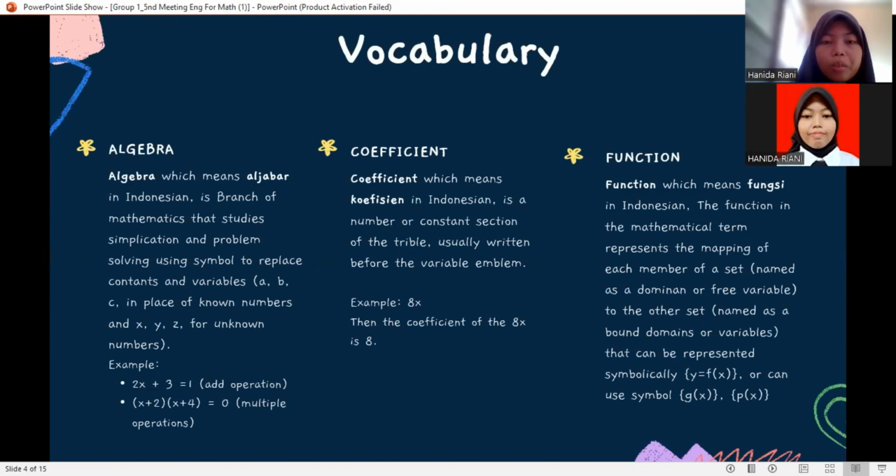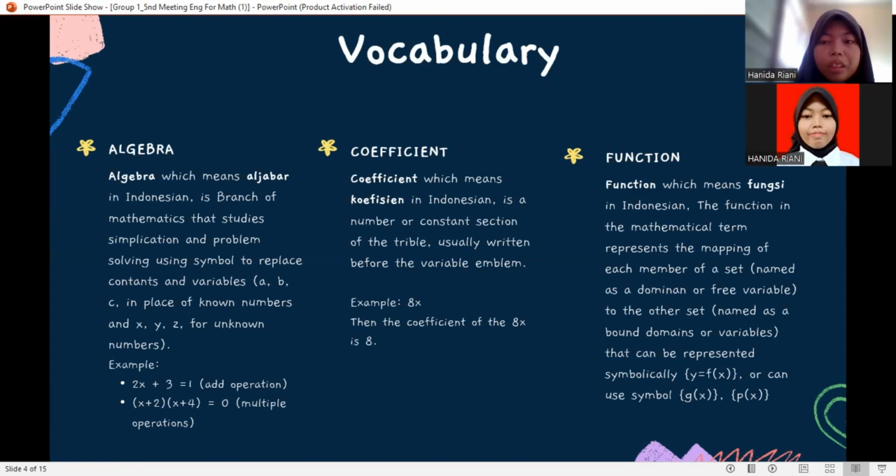Number 2, coefficient. Coefficient, which means koefisien in Indonesian, is a number that contains a section of the variable, usually written before the variable symbol. Example, x, then the coefficient of the x is x.